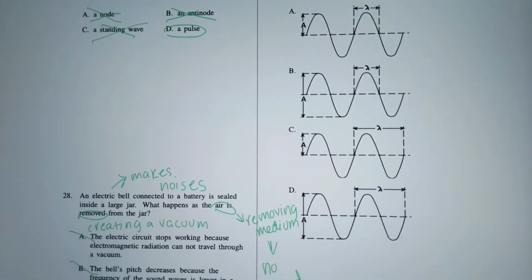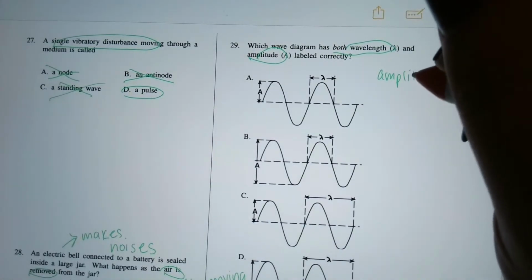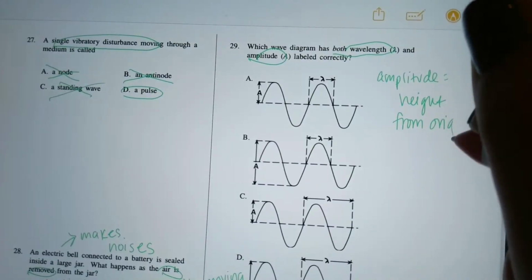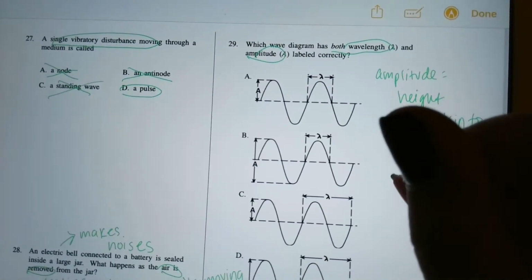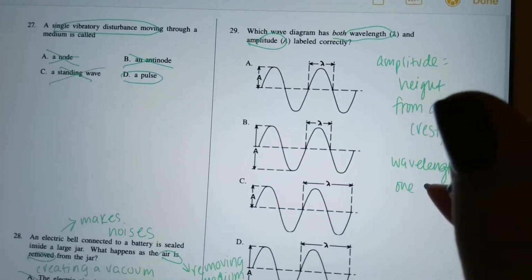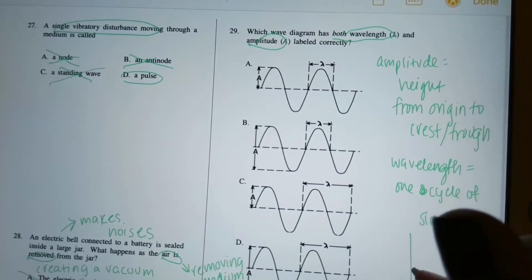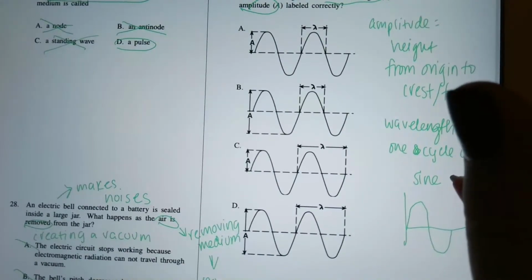Which wave diagram has both wavelength and amplitude labeled correctly? So amplitude again is going to be the height. So amplitude equals height from origin to crest or trough. It's either one or the other. A wavelength, which is the lambda symbol, is going to be one cycle of sine. And if you don't know what sine looks like, sine starts at the origin, has one crest, has one trough. That is one cycle of sine right there.